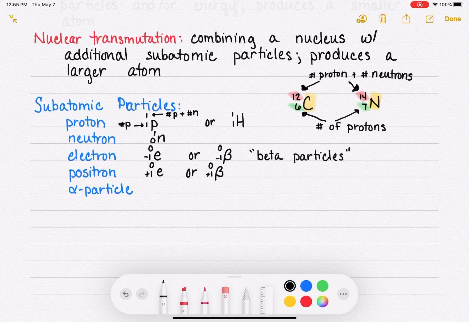And then last but not least, the alpha particle, which is given the Greek letter alpha as its symbol. Alpha particles have 2 protons and 2 neutrons. So 2 protons plus 2 neutrons gives it a mass number of 4. And the alpha particle is actually a helium nucleus, so you could also see it written like that.